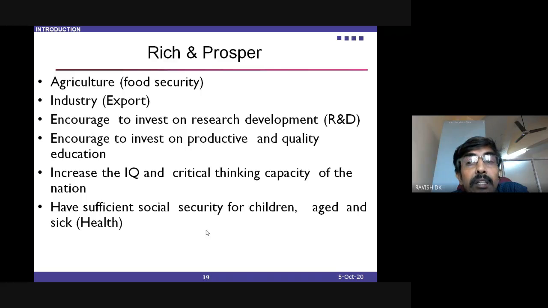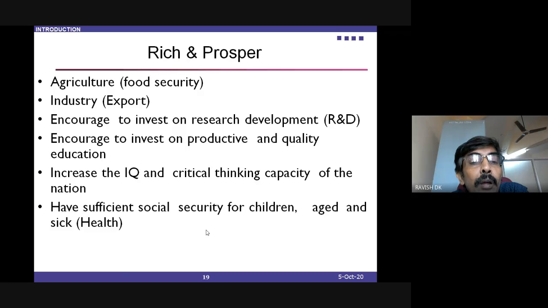To make our country rich and prosperous, we have to do R&D in the engineering field as well as in medicine and medical healthcare, and encourage quality education. Many engineering colleges are there, IIT, IISc, good engineering colleges. Quality education, particularly biomedical engineering and medical electronics, is to be encouraged in the field, because that is the healthcare sector.